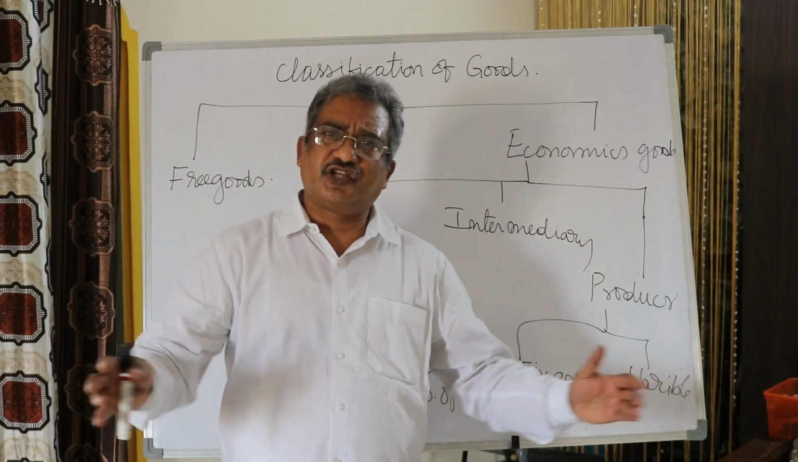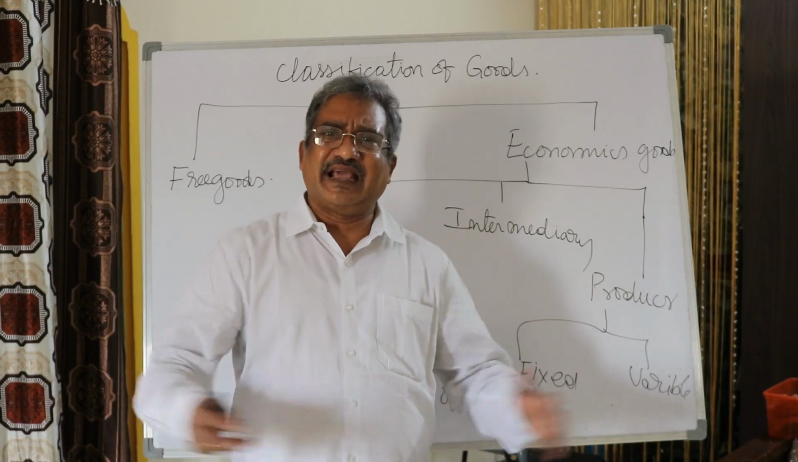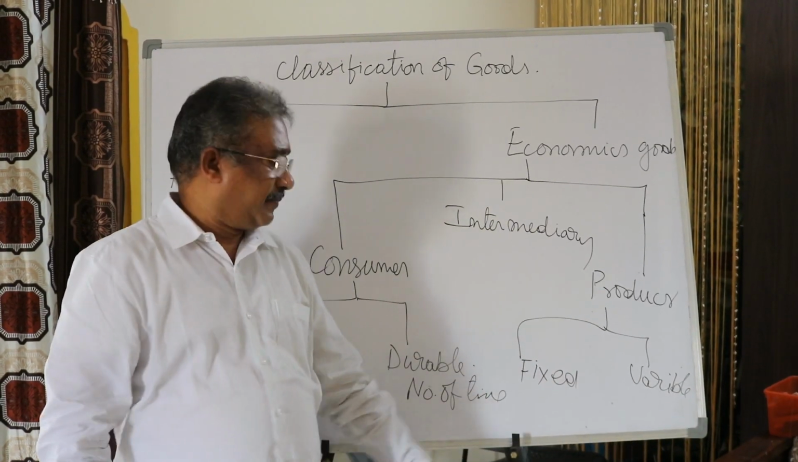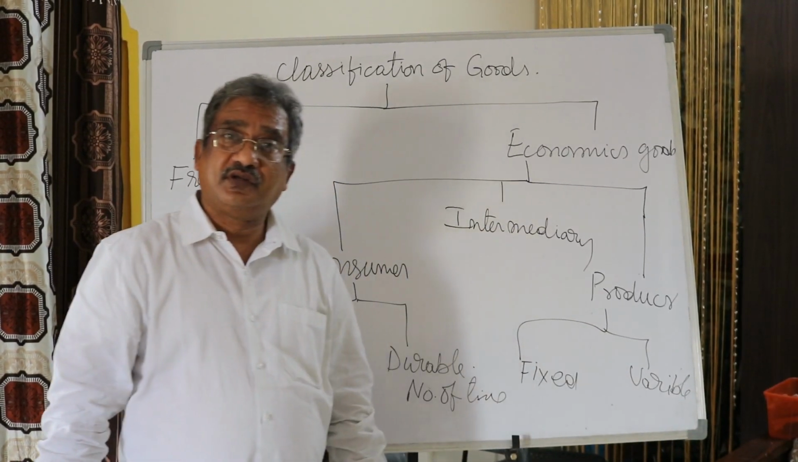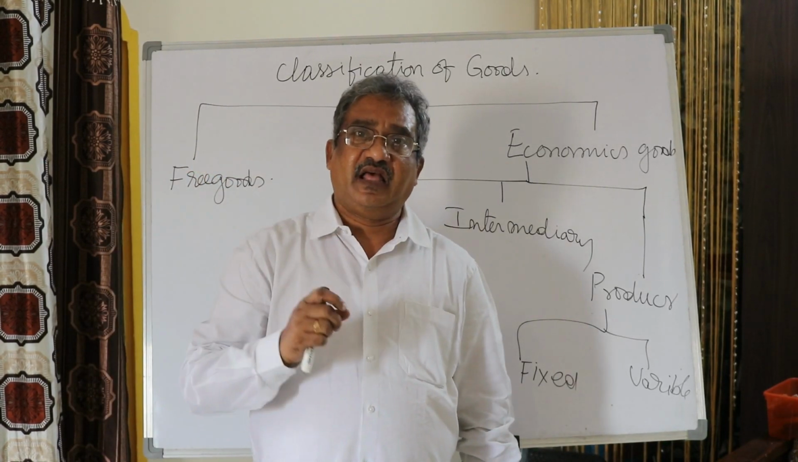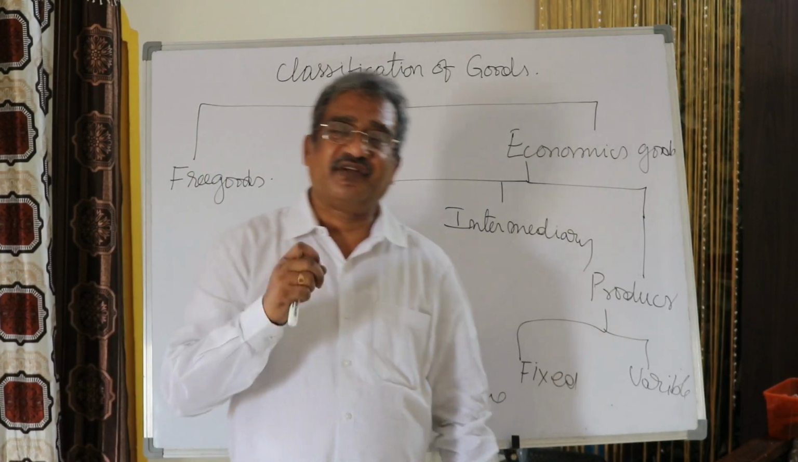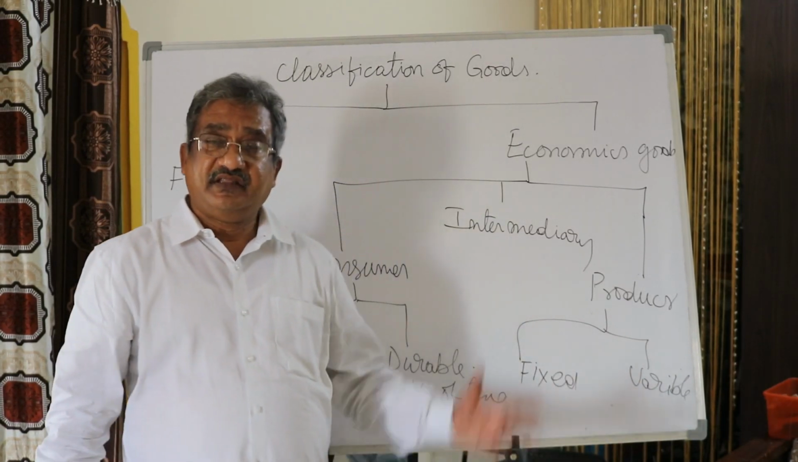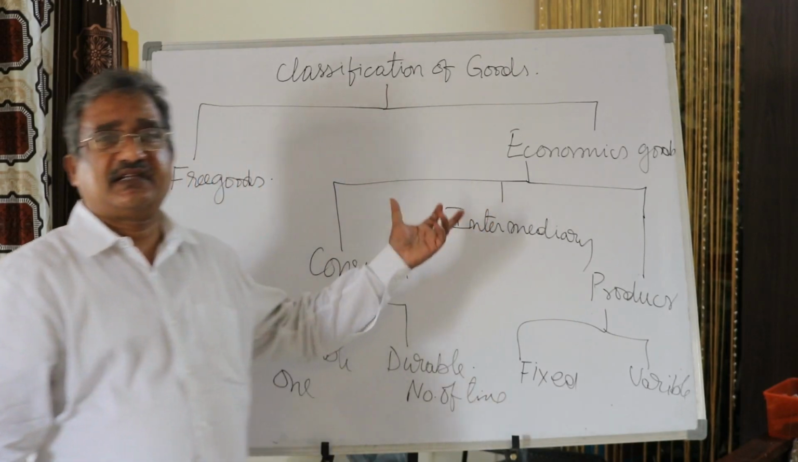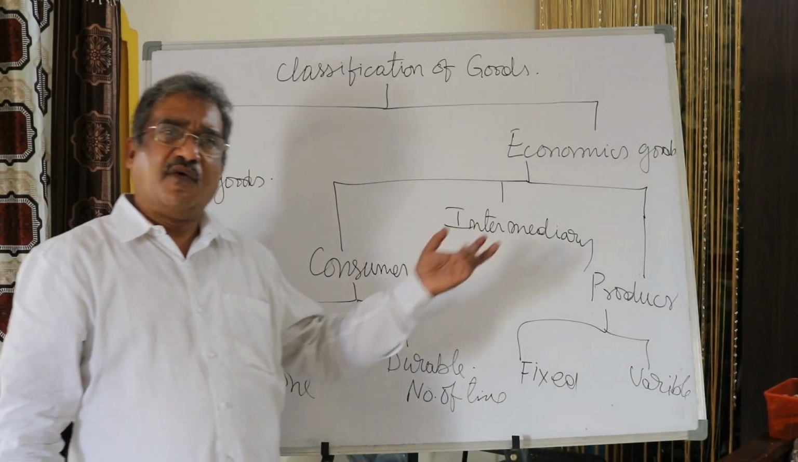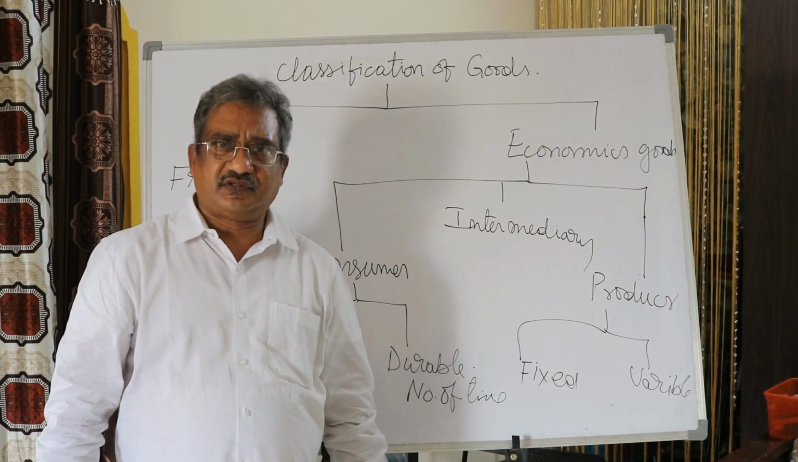Fixed goods are, for example, a building. It is fixed in the short period. You cannot expand it, you cannot contract it. It does not have any elasticity. Variable goods are those which can be varied: power, raw material, labor wages. All these can be called variable goods. This is the classification of goods, which is very important. You are supposed to learn it.